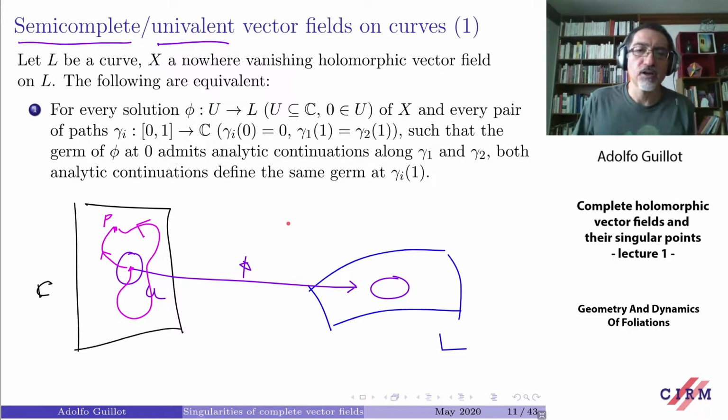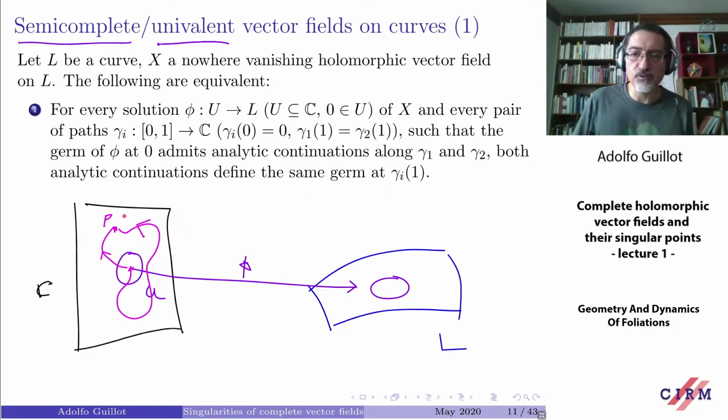So my first definition for semi-completeness, for single-valuedness, says that for every solution phi of my vector field, and every pair of paths that lead to the same point and such that I can have analytic continuations along both of them, they define the same germ at the endpoint. This is the most natural definition. The solution is multivalued if I can witness this multivaluedness along the analytic continuations of the curves. If the analytic continuations were different, then I would have two values for the function at P. So this is the first condition.